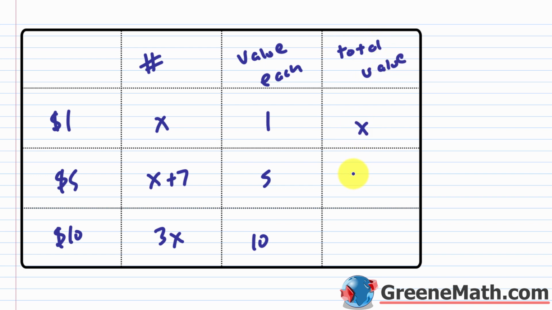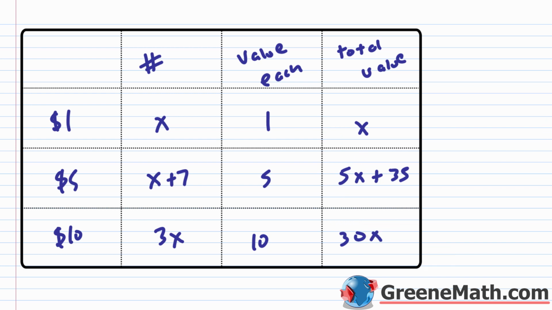So we're going to say the total value, here it's x, here it's 5 times the quantity x plus 7. And again, you can just multiply that through if you want. That's going to be 5x plus 35. So this is 5x plus 35. And then here it would be 30x. So 30x, let me make this 3 better. And let me make this 5 a little bit better so everybody can see clearly.